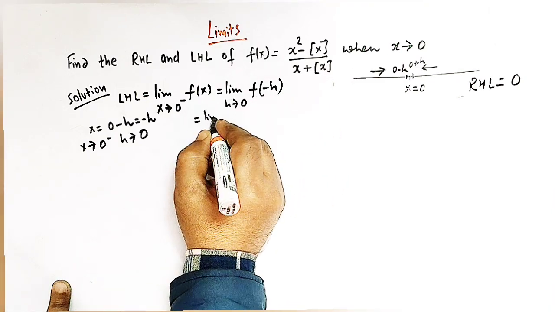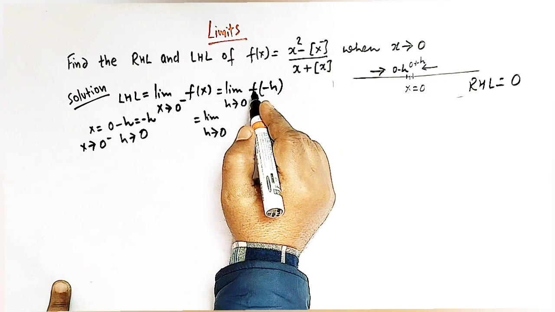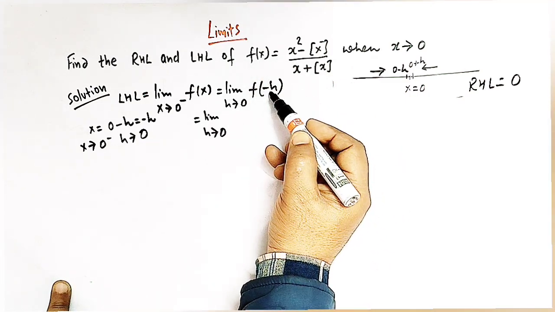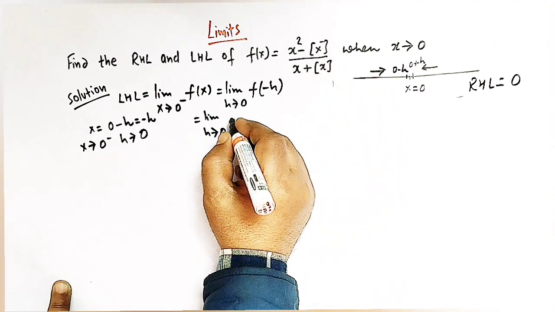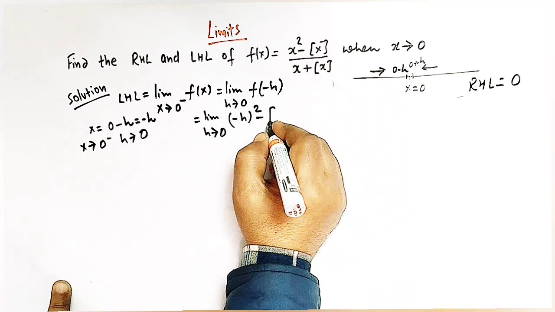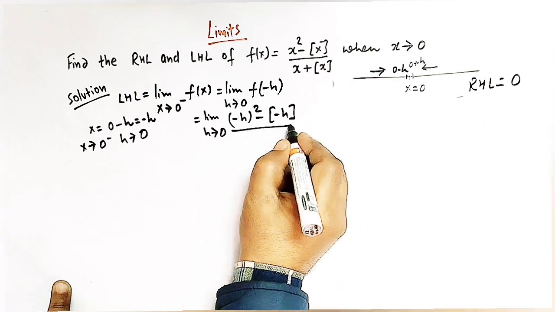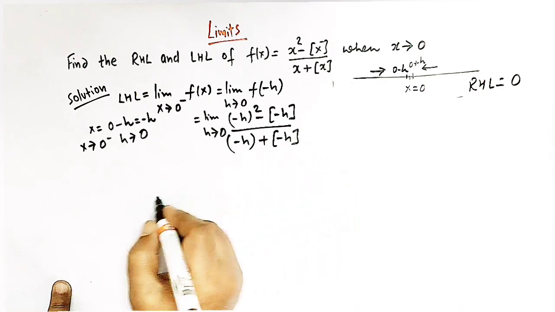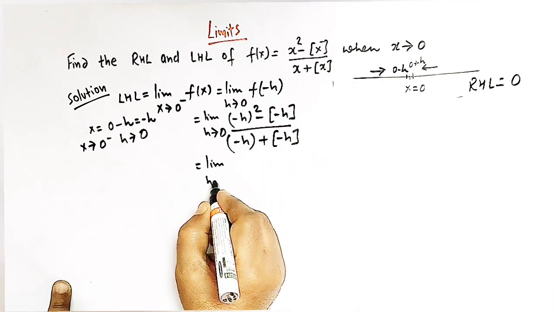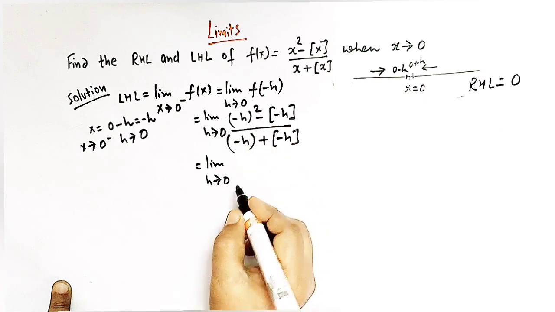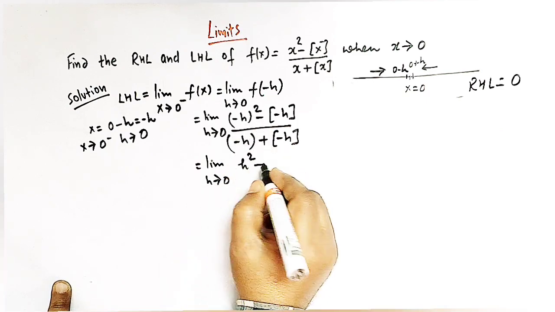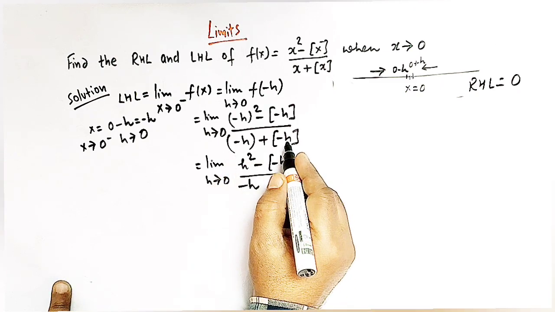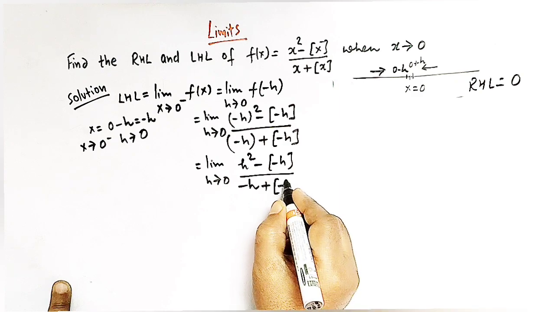So now we have limit h tends to 0, and f of minus h can be obtained by replacing x by minus h in this function. So we have minus h square, then we have greatest integer of minus h divided by minus h, and here we have greatest integer of minus h. So now we can write limit h tends to 0, minus h square is simply h square, and here we have greatest integer of minus h, and here we have minus h, and here we have plus greatest integer of minus h.